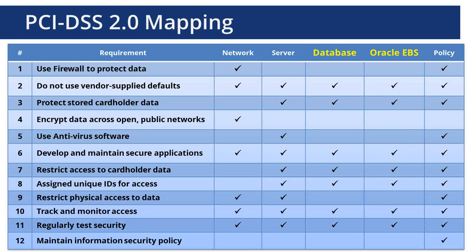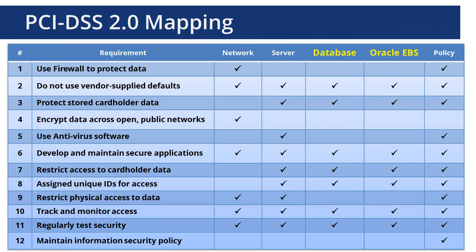So for the Oracle database, requirements 2, 3, 6 through 11 basically have to be achieved. And then for the Oracle Business Suite, you're looking at the same. So mostly policies and procedures can be fairly generic for the organization and don't really have to be an Oracle database specific policy. But when we talk about securing credit card data, number 3, you have to be encrypting the credit card numbers in the database. So you have to do something there.